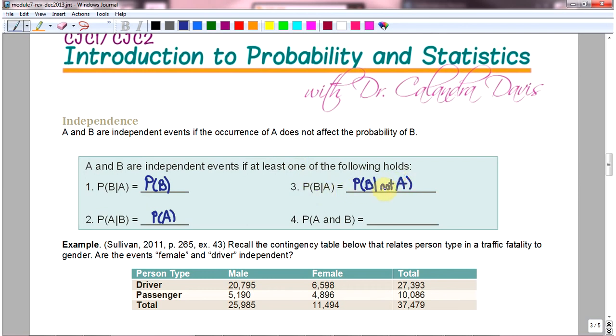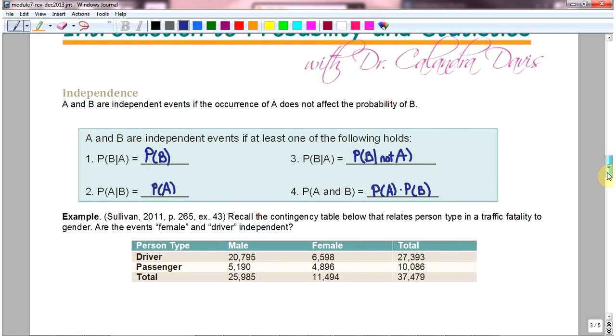So if those are the same, given that A happens, or given that not A, or the opposite of A happens, if those are the same, that means A and B must be independent. And then if the probability of A and B is equal to the rule that we learned last time, the probability of A times the probability of B, then that would mean that those 2 events are independent.